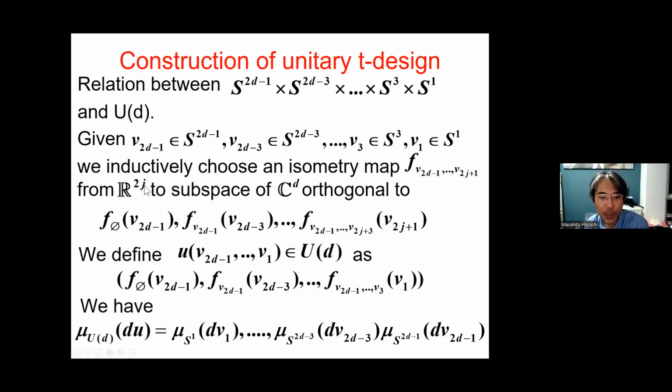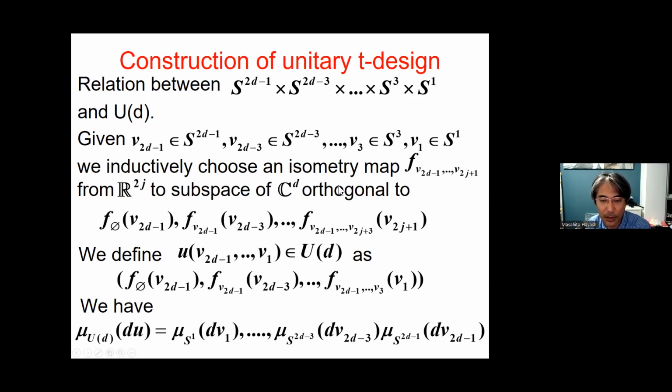Firstly, you need to define F_1. F_1 is an isometry map from R^D to C^D. This is the natural one. So we choose the natural isometry from R^D to C^D first. And the second one, we need to define this one. But in this case, you have already defined this vector. So depending on this vector, this mapping should be defined such that the image is orthogonal to this first one.